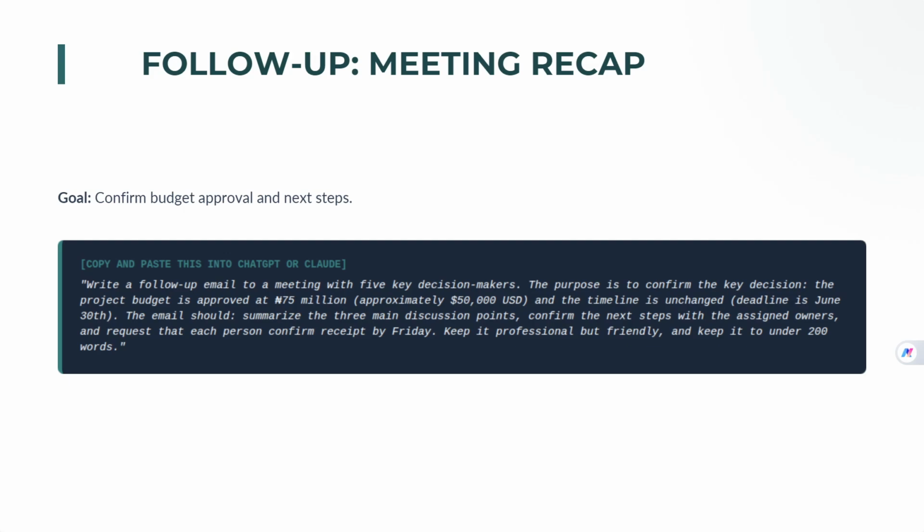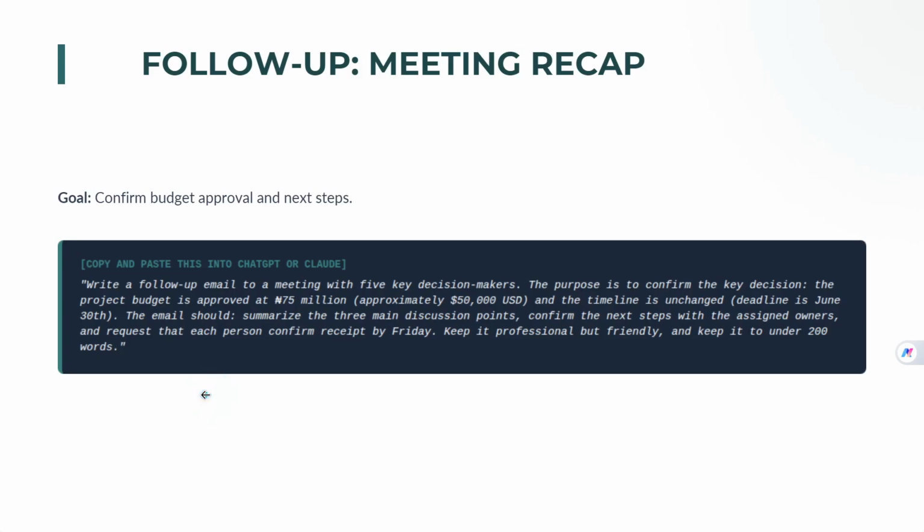Deadline is June 30th. The email should summarize 3 main discussion points, confirm the next steps with the assigned owners, and request that they confirm receipt by Friday. Keep it professional but friendly and keep it under 200 words. Now, notice how specific this prompt is. It will produce a much more useful draft than a generic request.